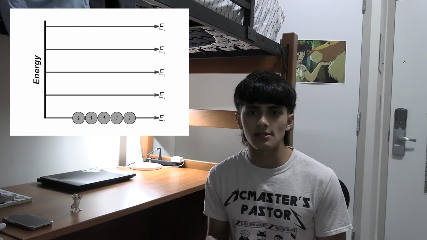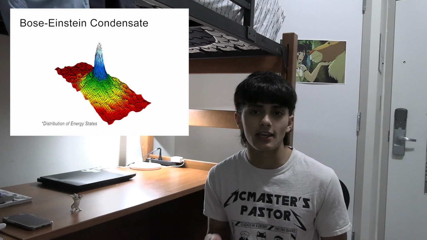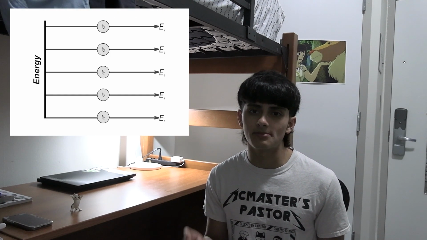Again, the relevant takeaway here is that you have Bose gases made up of bosons that can collapse into the same energy state and form Bose-Einstein condensate, and you have Fermi gases made up of fermions that cannot collapse into one energy state.